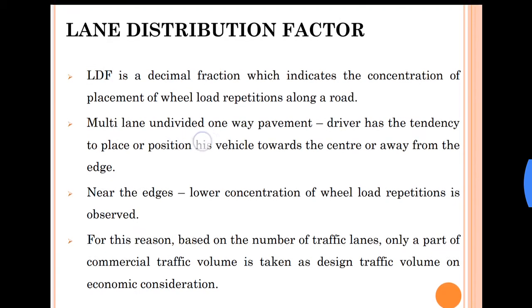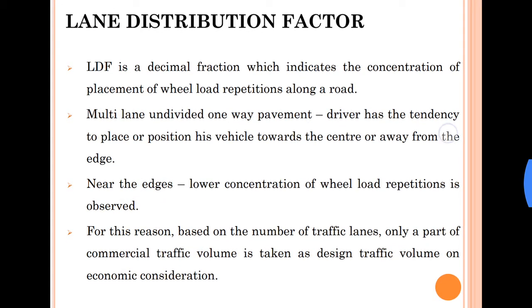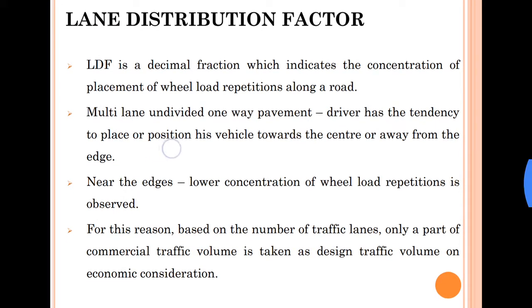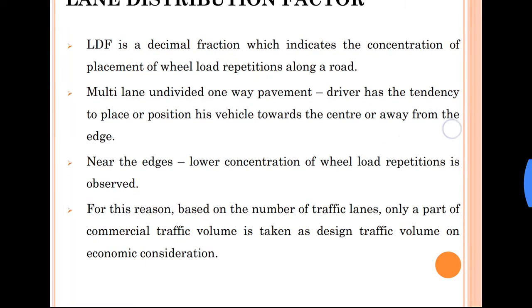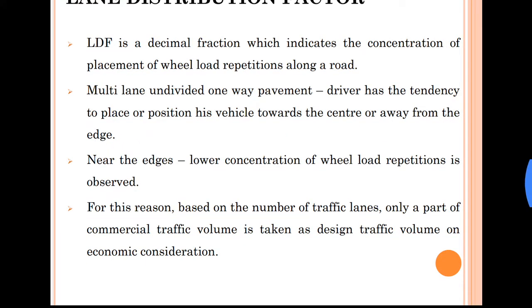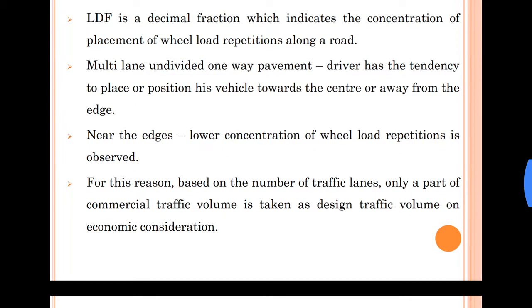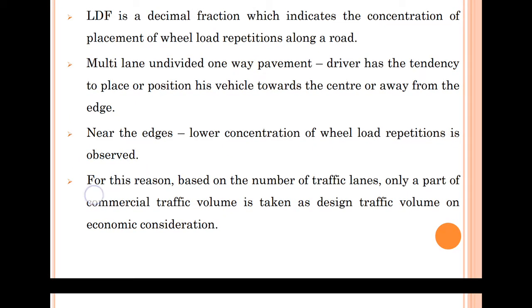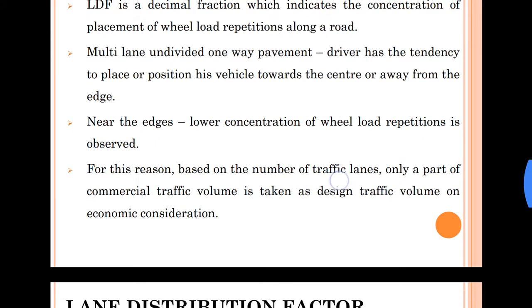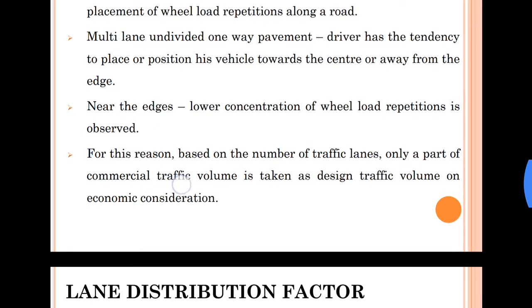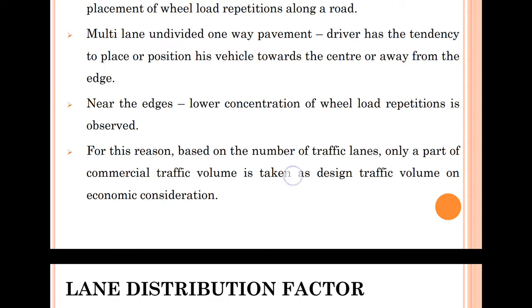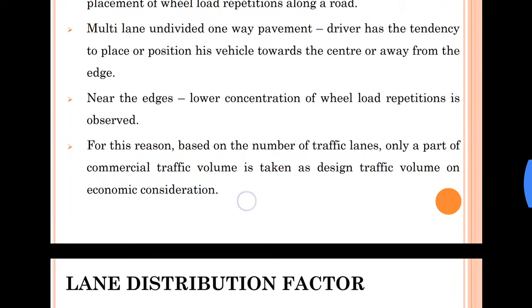Multi-lane undivided one-way pavement: the driver has a tendency to place or position his vehicle towards the center or away from the edge. Near the edges, lower concentration of vehicle load repetition is observed. For this reason, based on the number of traffic lanes, only a part of the commercial traffic volume is taken as design traffic volume on economic consideration.